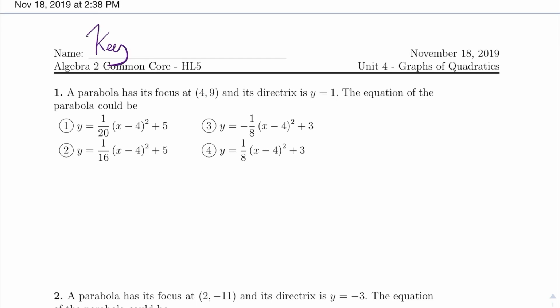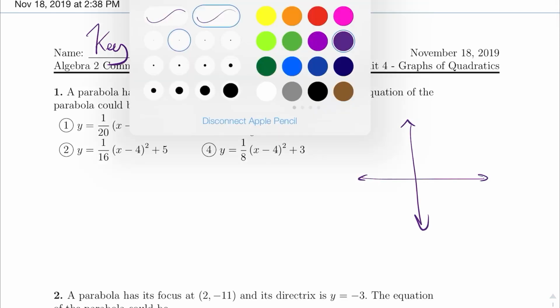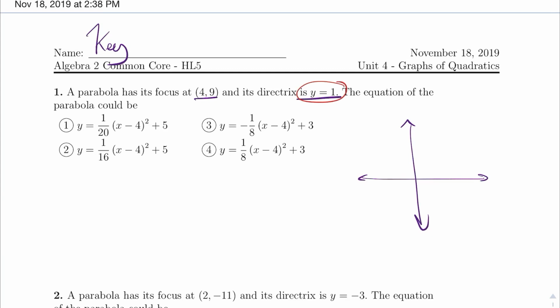So a parabola has its focus at (4, 9) and directrix at y equals 1. The equation of the parabola could be which of the following? So you always want to draw a sketch for these, and your sketch does have to be a little neater than normal. So you've got y equals 1, so you go to 1 on the y-axis and draw the line y equals 1. This is called the directrix, right?